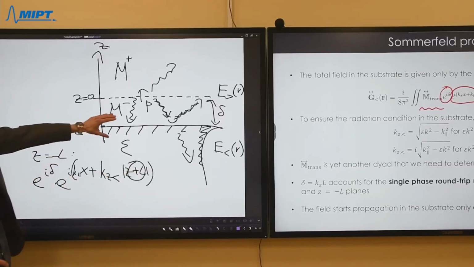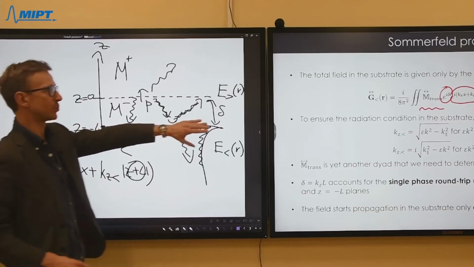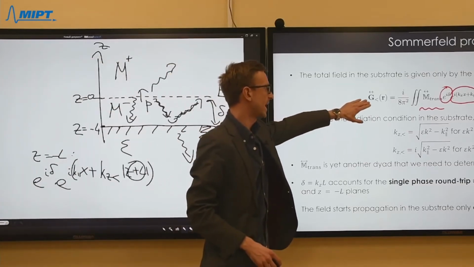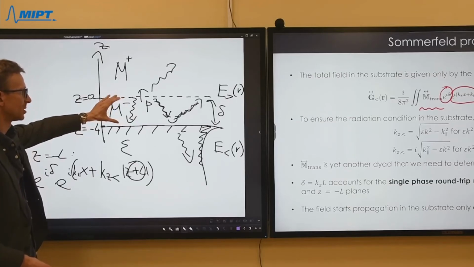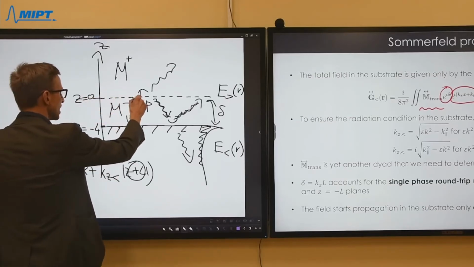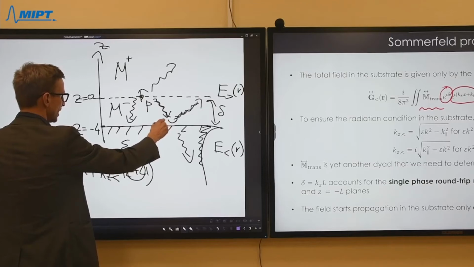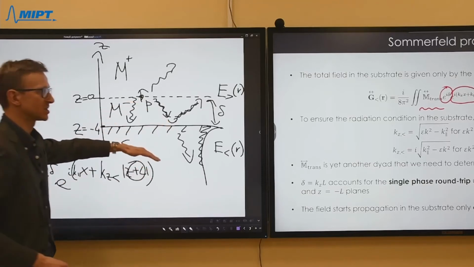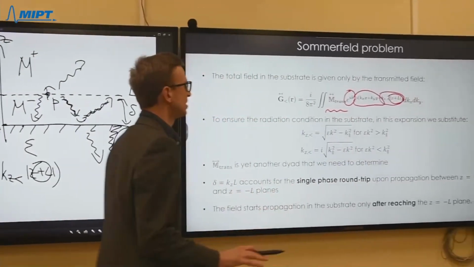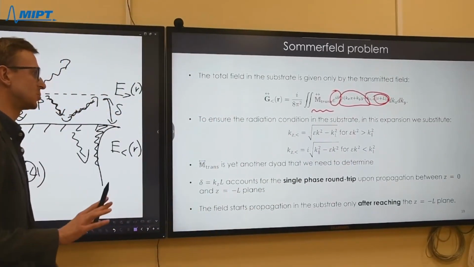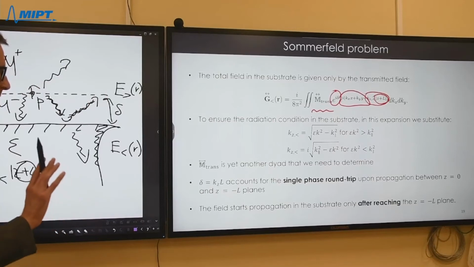So the only phase accumulation that this portion of the field has is due to this trip from the source down to the substrate. And then it starts to accumulate the phase in the substrate, which is described by this factor. Quite messy, I know, there's a lot of different contributions, but stick with me.